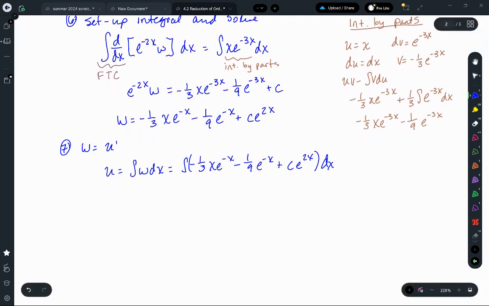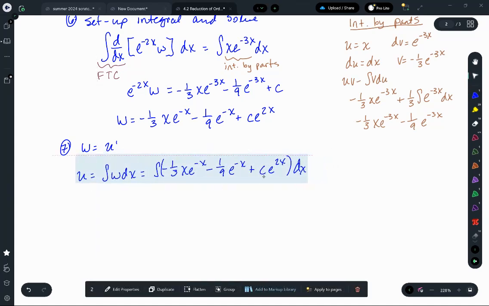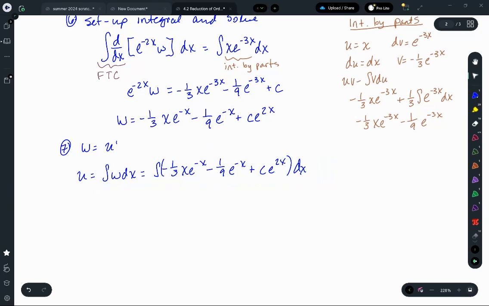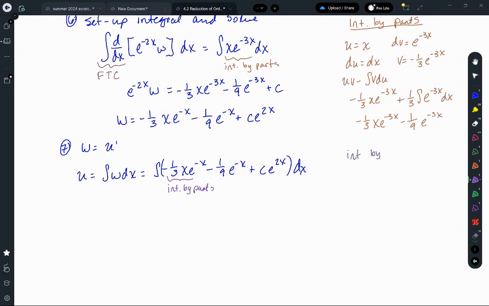The next thing is that I need to do another integration by parts on one of the terms here, not all of them. It's just this first term right here, the negative 1/3 x e to the minus x. That needs an integration by parts, whereas the other two are direct integration. So I'm going to set myself up again. And I'm going to bring that 1/3 with me.